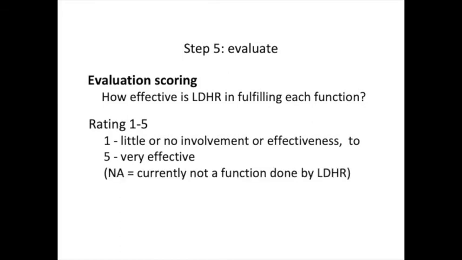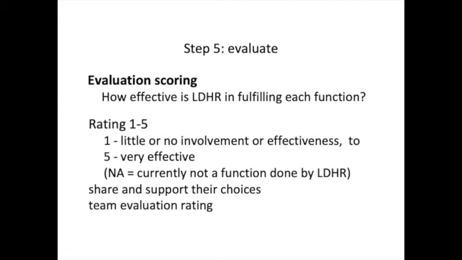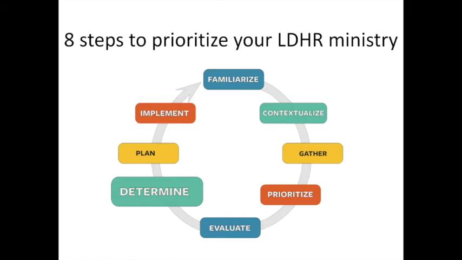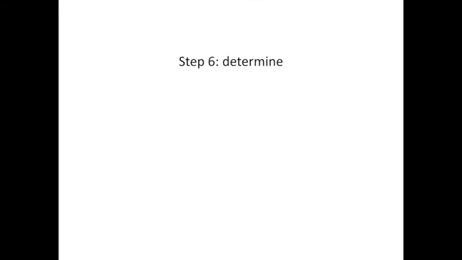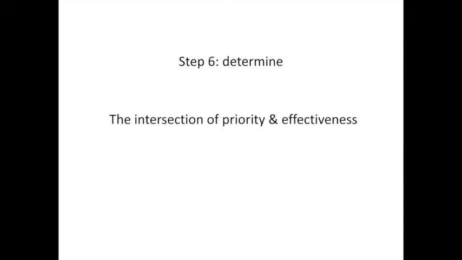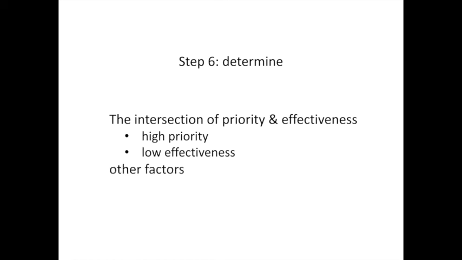Once again, each person should share and support their personal rating, but you should come to an agreement on your team's evaluation rating. Next, step 6, is to determine what your next steps should be. For this, considering your team's answers to the priority and evaluation columns will be helpful. Here we're looking at the intersection of our ratings for priority and effectiveness. Generally, the areas that have the highest priority rating and the lowest effectiveness rating will indicate our priorities for next steps. Of course, there may be other factors to consider, but this is a good rule of thumb.